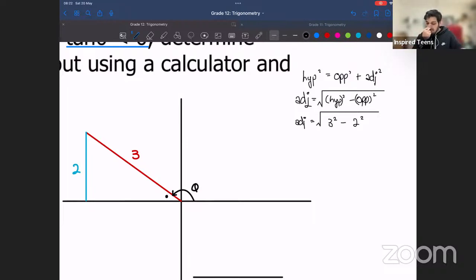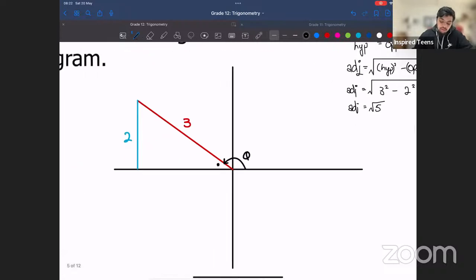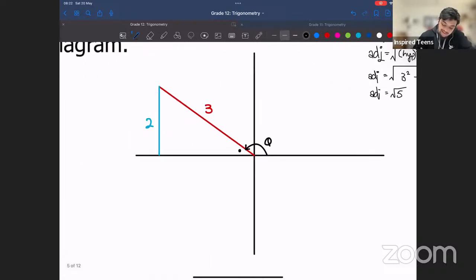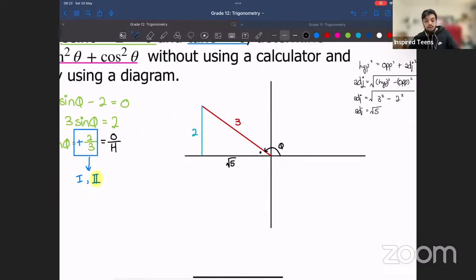Okay, that's correct. I believe in the adjacent here, you get a value of square root 5. So this black line along the x-axis, its value is square root 5. We used Pythag to calculate that.